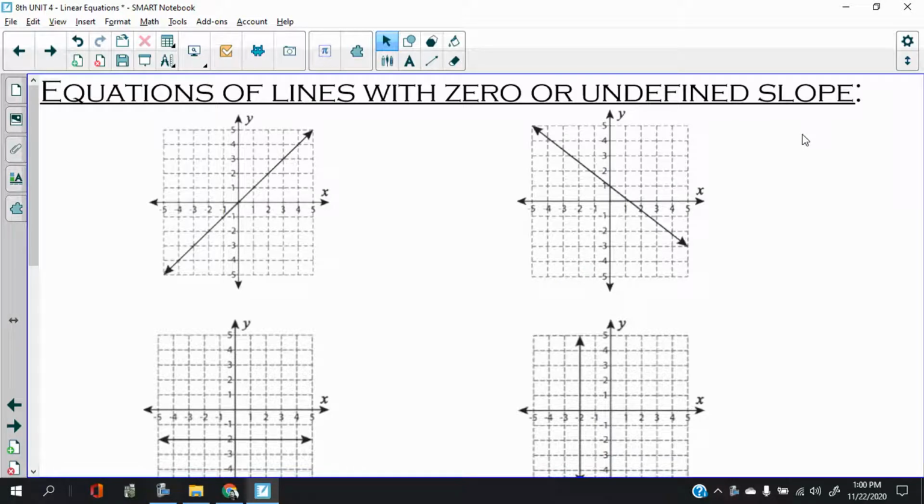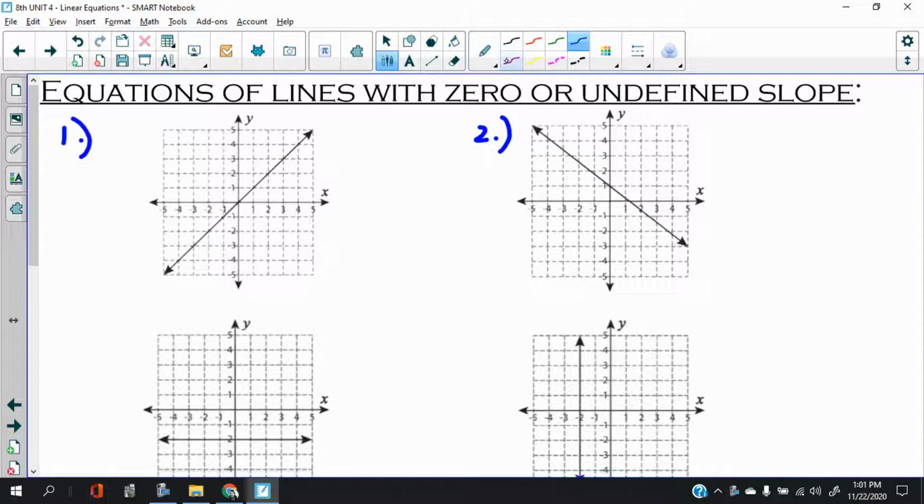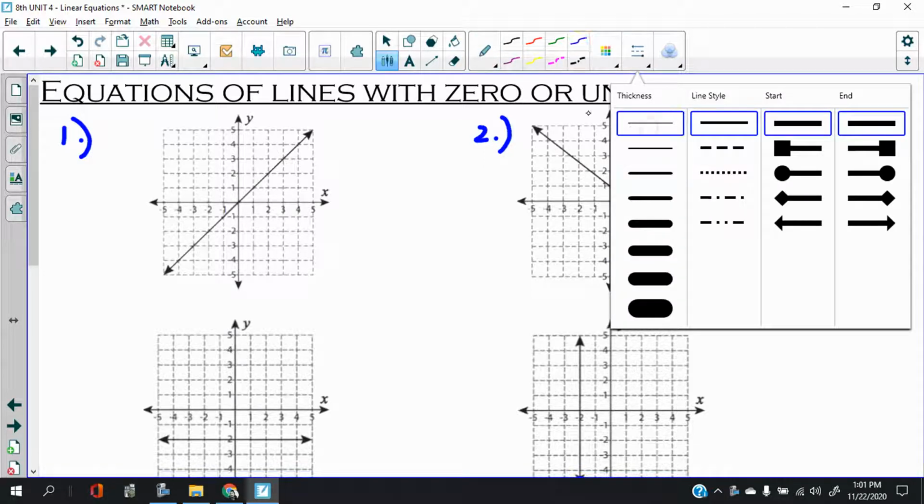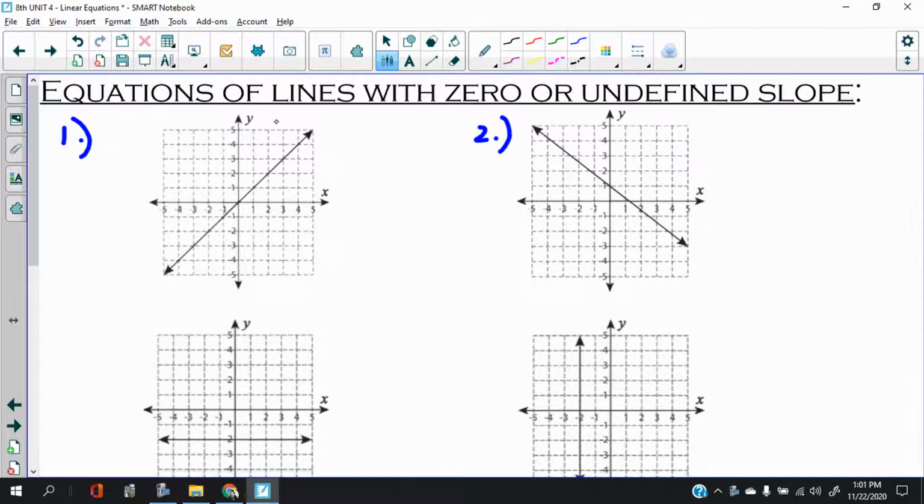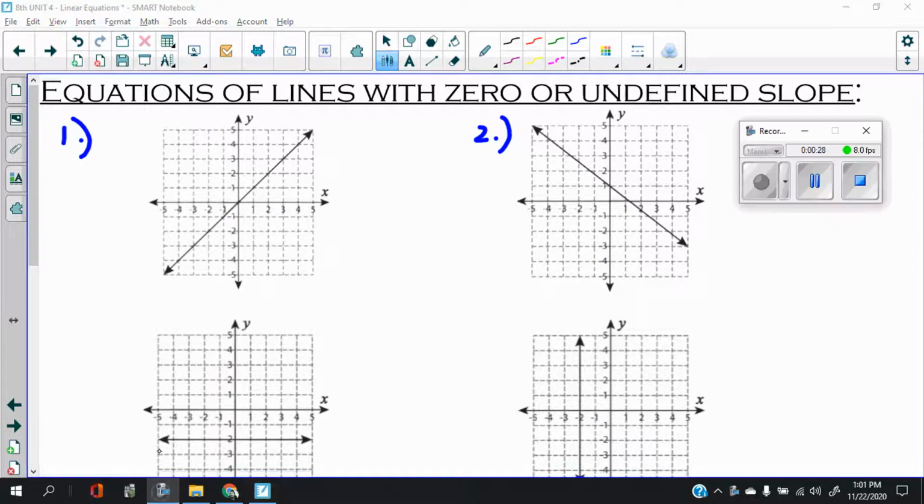Here we are talking about the equations of lines with zero or undefined slope. I'm going to introduce the topic by showing you two of the lines that you are already very well aware of. Looking at the first one, can you tell me what the equation of this line is? I don't mind if you pause a little, because I have a feeling this is the only thing we can talk about today, and when we come back we'll practice a little together, and that's it.